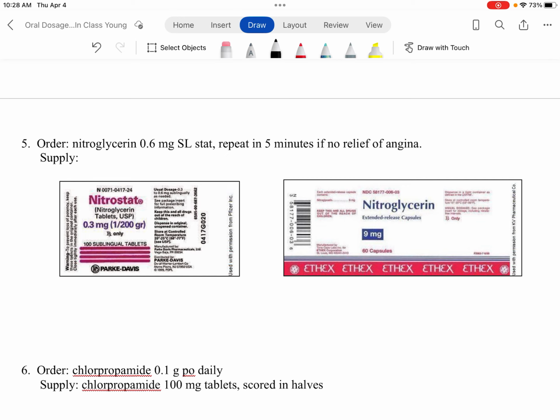So with this one, this is nitroglycerin, 0.6 milligrams SL stat, and then repeat in 5 minutes if no relief for angina. So I want to choose the label that has the SL on it. And if you remember, SL is sublingual. So if you'll notice, the Nitrostat is sublingual tablets, where the nitroglycerin is extended release capsules. Nitrostat, nitroglycerin is the same thing. Nitrostat is just a brand name. So I don't want the extended release, so I'm not even going to worry about that label. And I'm only going to use the sublingual, the Nitrostat label.